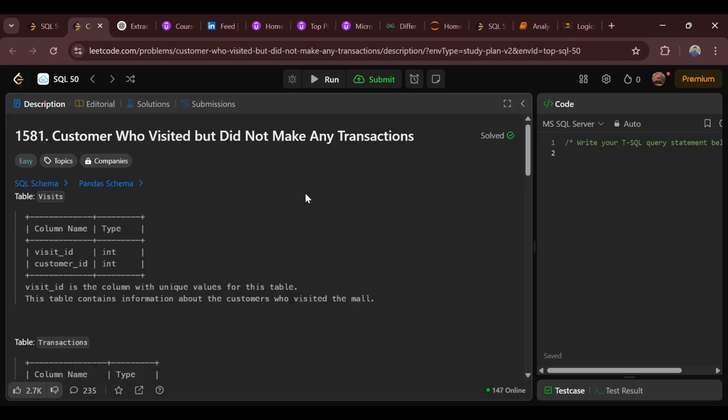So today we will solve one more SQL 50 question of LeetCode. Today's question is related to join. Let's understand the question first.